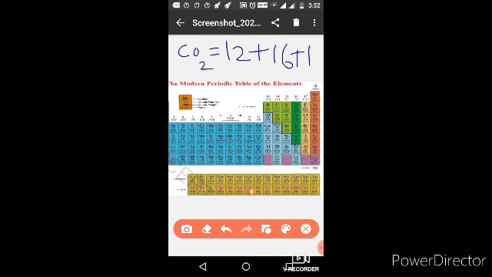So 12, 16, 16: 32 plus 12 is 44. So the total weight of one CO2 molecule is 44 AMU or 44 U, unified mass. You can try another example at your home. So this is today's topic.